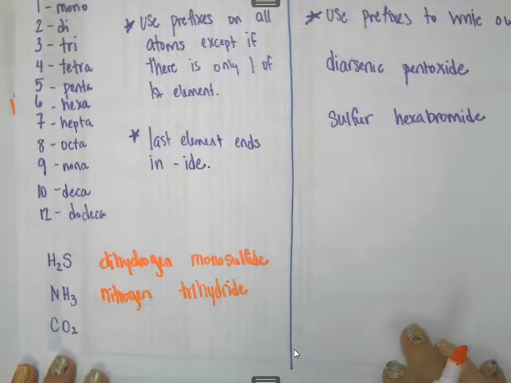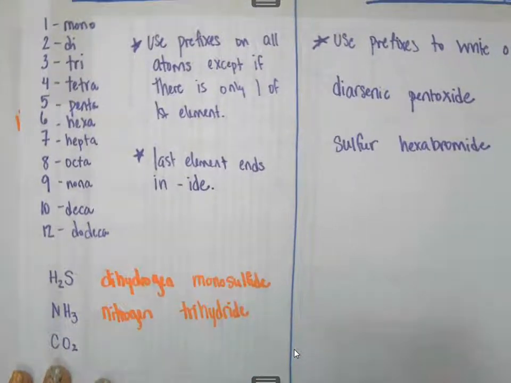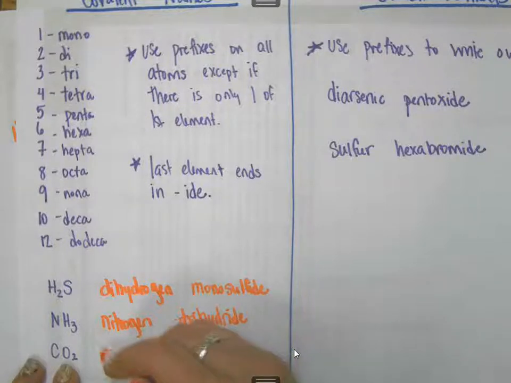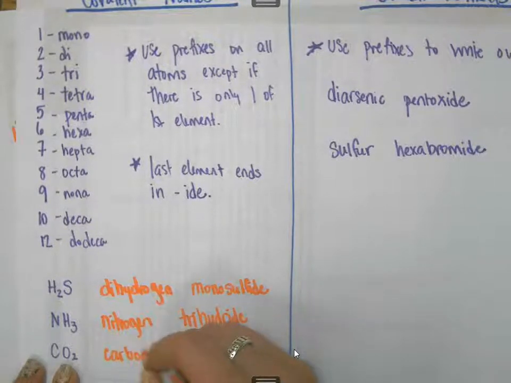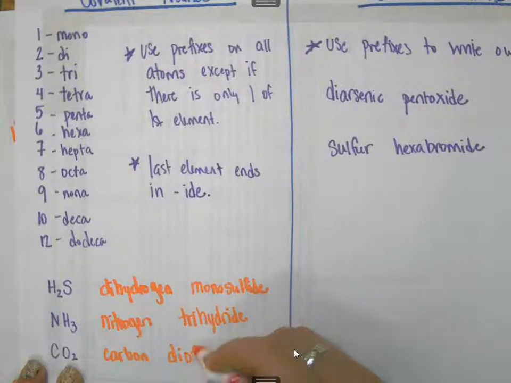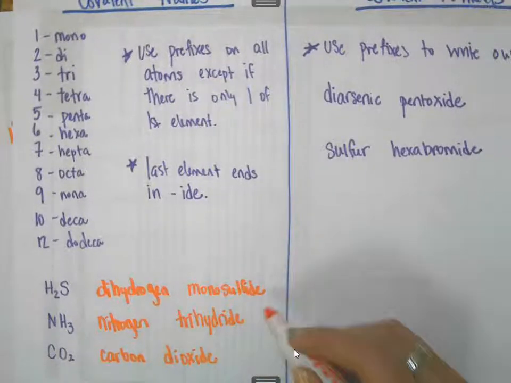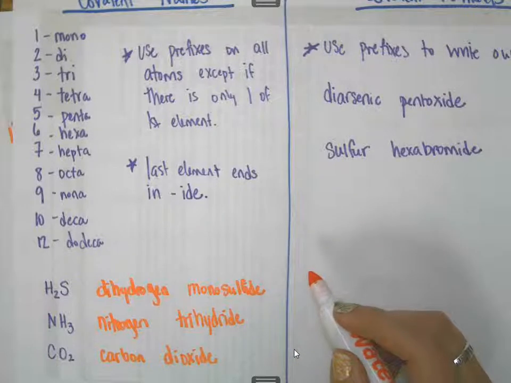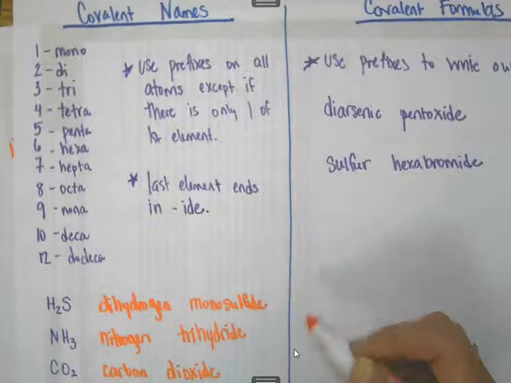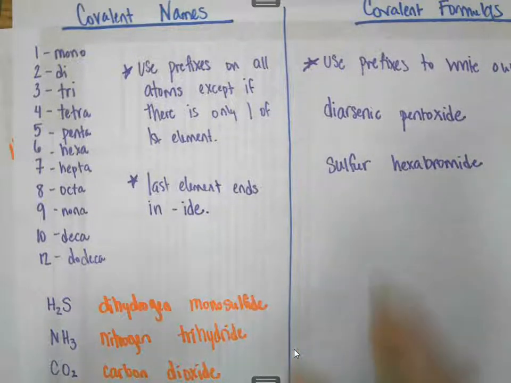Here's another one. You're familiar with this one? CO2. There's 1 carbon, but it's not called monocarbon. It's just simply carbon. There's 2 oxygen, so that's di, and oxygen becomes oxide. We change the endings just like we did for the ionic compounds, but we have to add the prefixes to them.